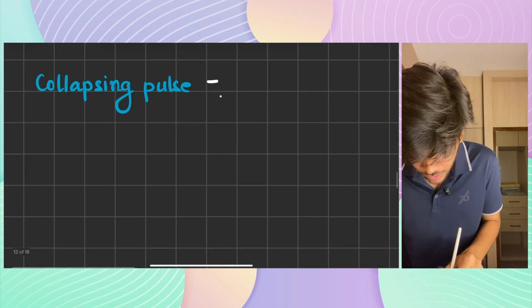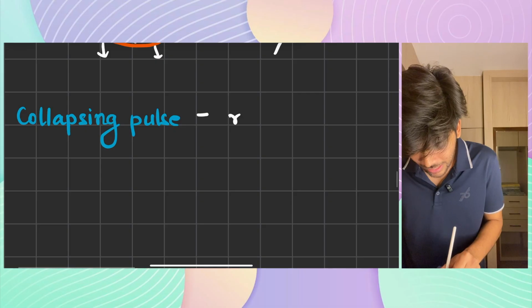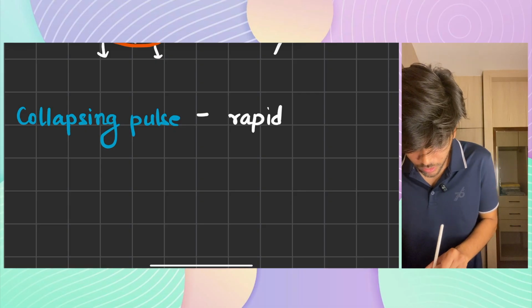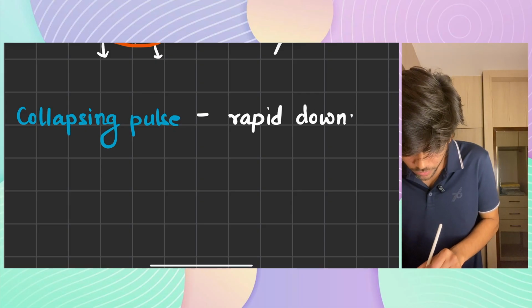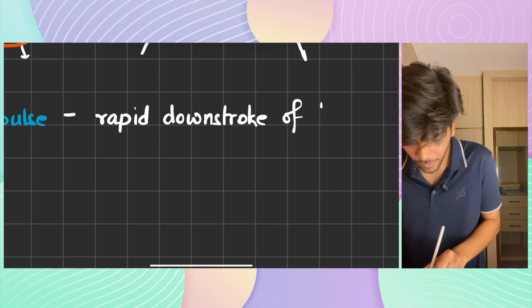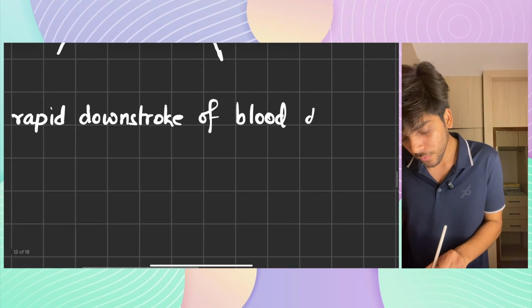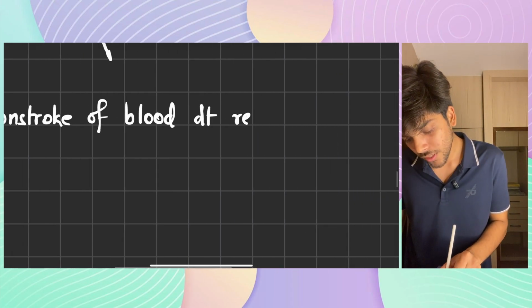So there is a rapid downstroke of blood due to regurgitation.